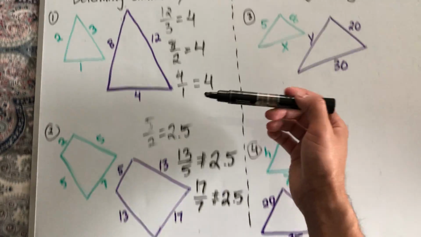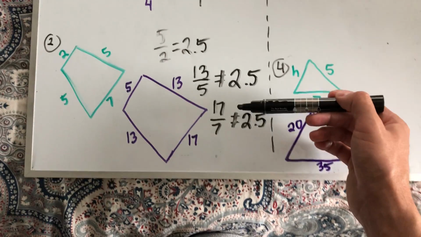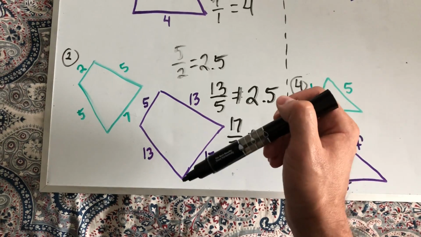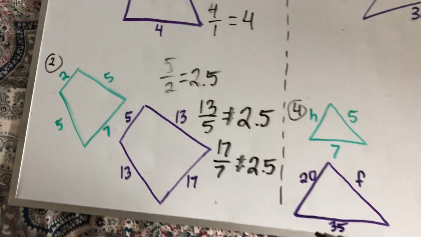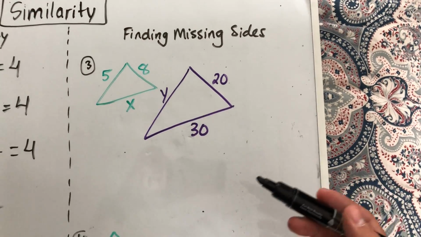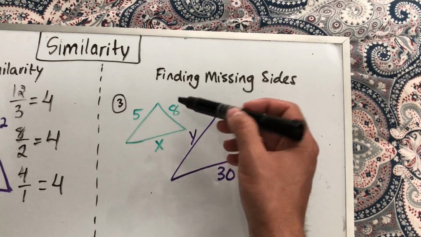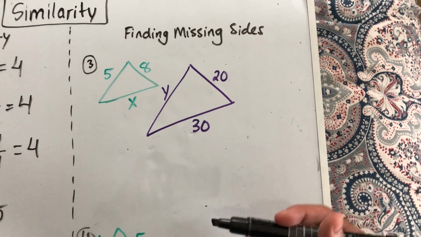All right? So if you get the same scale factor, they're similar. If you do not get the same scale factor, they are not similar. Okay? So you just have to divide the corresponding sides. All right. So now let's find missing sides of similar shapes. So it's already stated that these two are similar. As you can see in your assignment, it also states that.